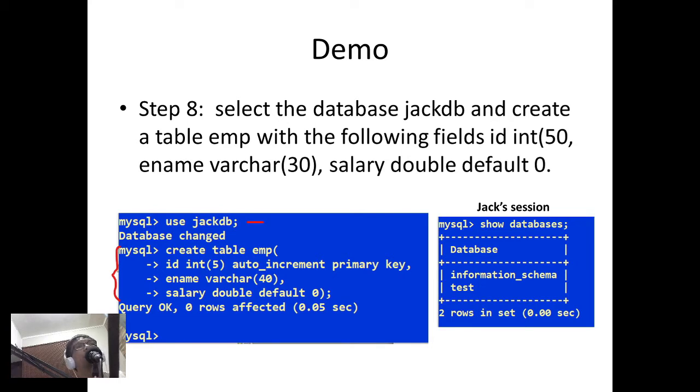We first USE JackDB to be our default database, and then we create the table. CREATE TABLE emp, ID integer 5 auto increment primary key, ename varchar 40, salary double default 0. So we have now created a table named emp inside JackDB. If you open the Jack session and show databases, JackDB still cannot be accessed by Jack.